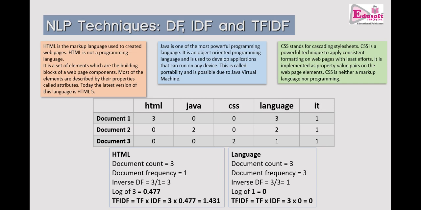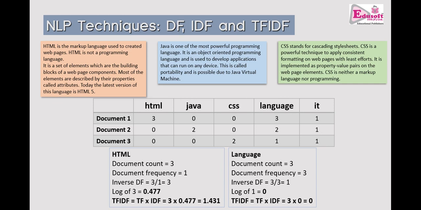Now, this collection of documents is technically called a corpus. Corpus means a set of documents which we are going to process. So, in how many documents has that term appeared? There may be 10 documents, but a particular term might have appeared in only 2 documents. That is called document frequency.